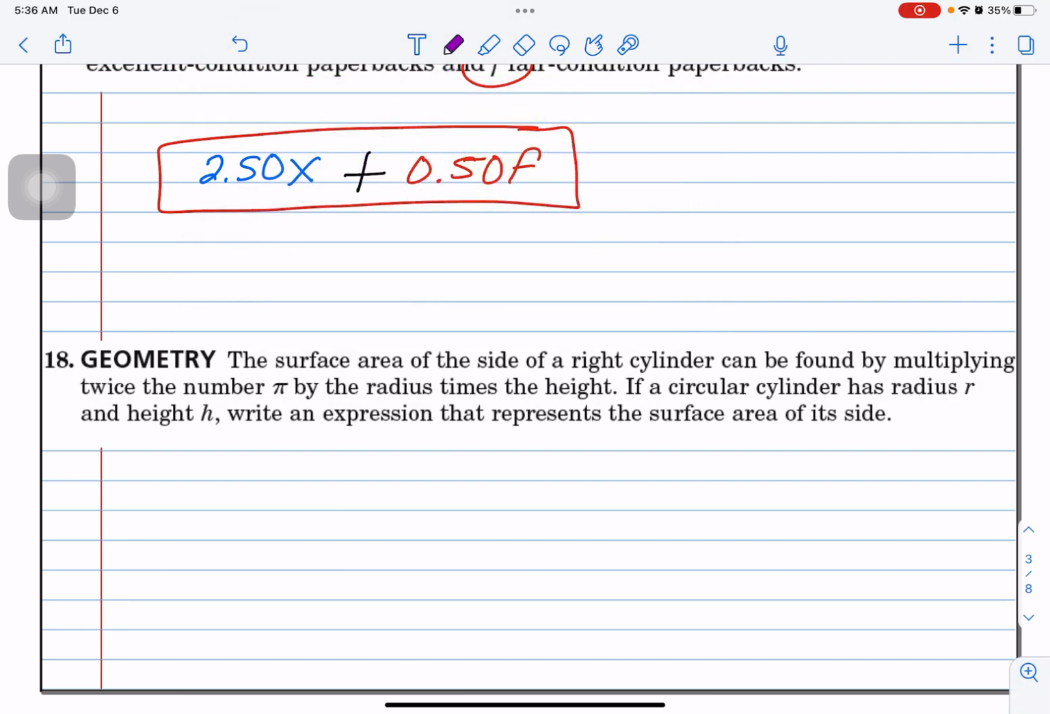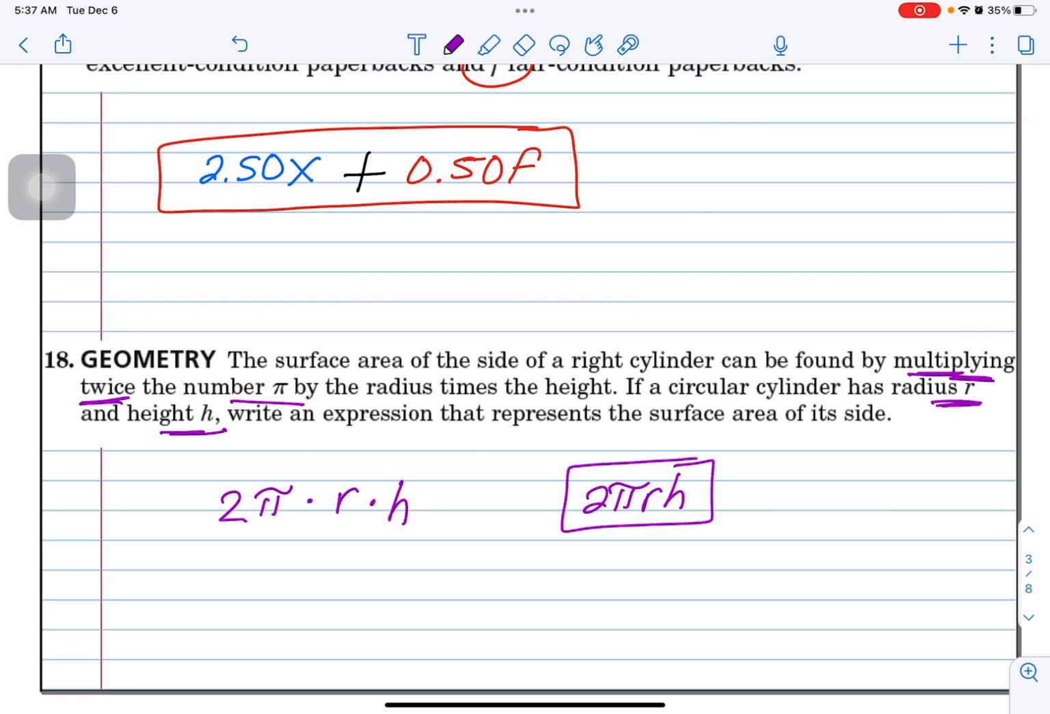It says the surface area of the side of a right cylinder can be found by multiplying twice, so that means 2, twice the number pi. We're multiplying that by the radius times the height. If a cylinder has a radius of r, so if they do give you those variables, you want to make sure you use that, and a height of h. So the surface area would be 2 pi RH is really what I could write for all of them. I don't need those multiplication signs for that.